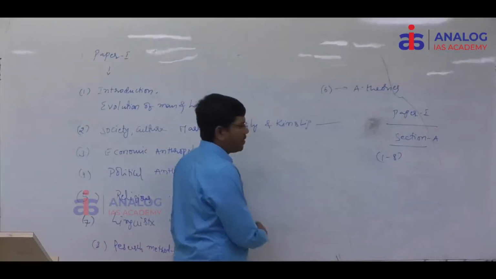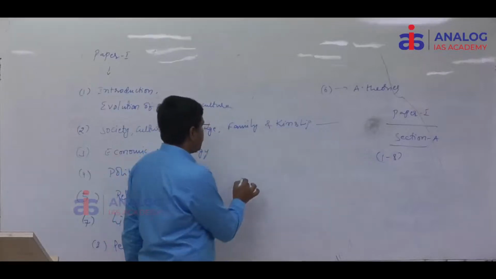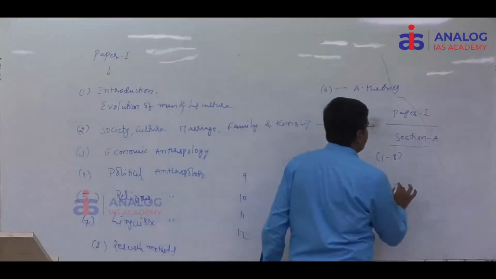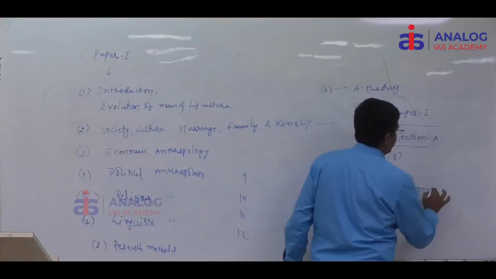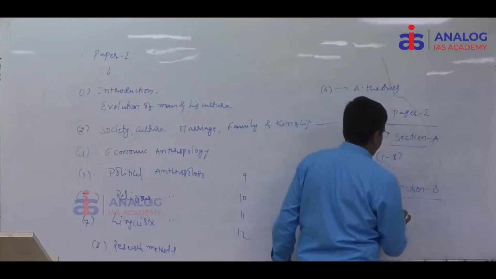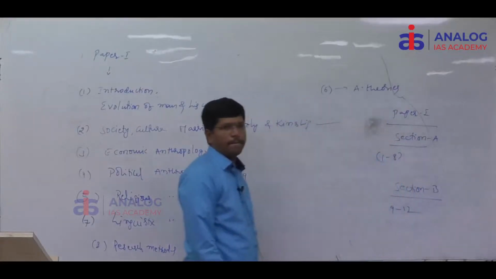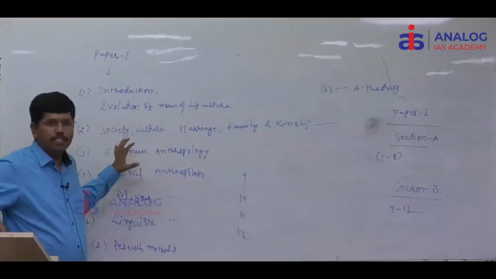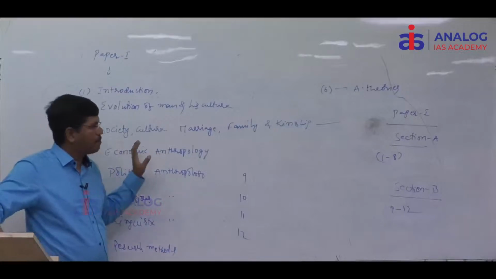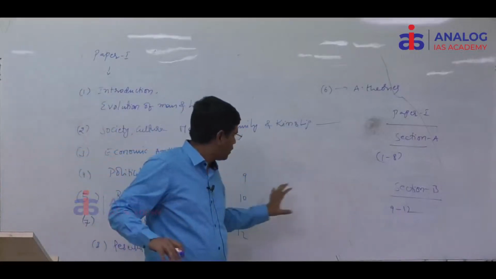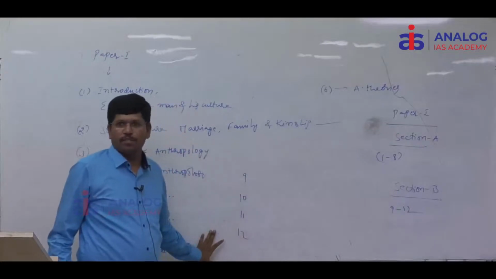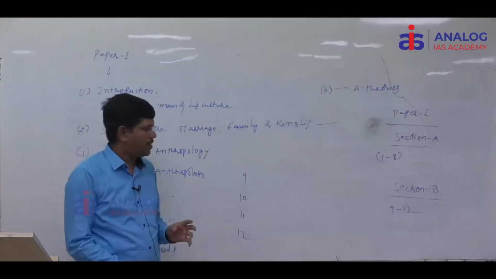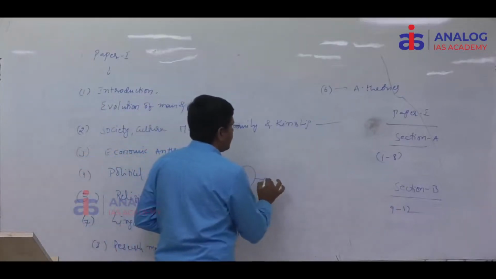In paper 2, apart from these 8 chapters, 4 more chapters are there, 9, 10, 11, 12. Those questions from those 4 chapters will be given in section B. That means in paper 1 section A, the first 8 chapters of paper 1 will be covered. In paper 2 section B, in the examination, the questions from 9 to 12 chapters will be given. This is based on conventions, not a rule. They can sometimes change.